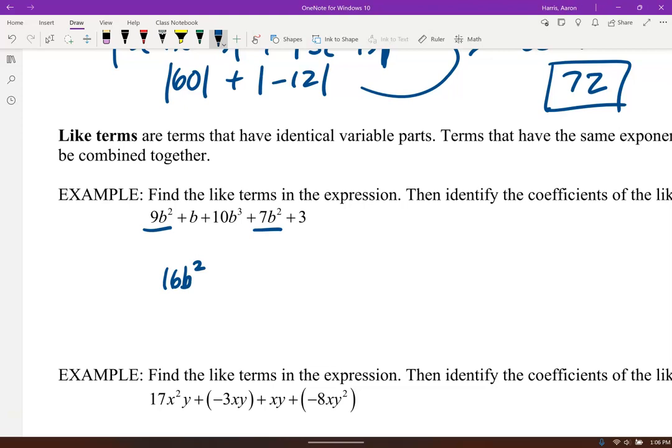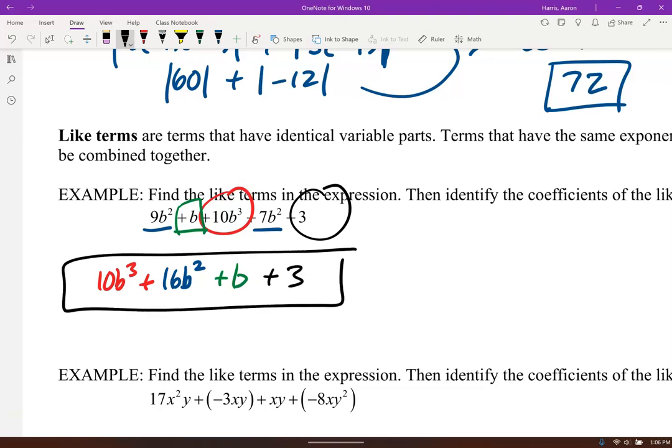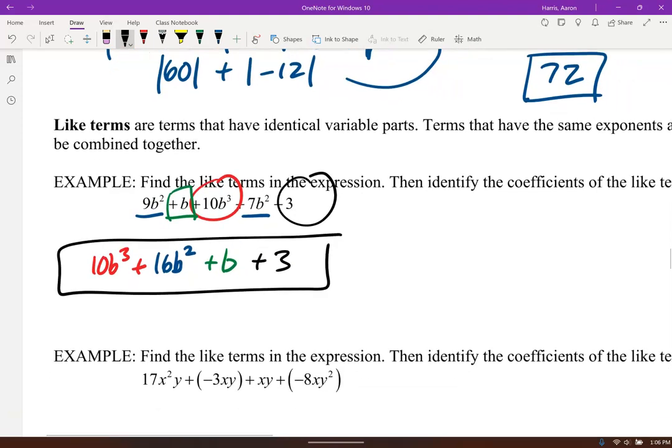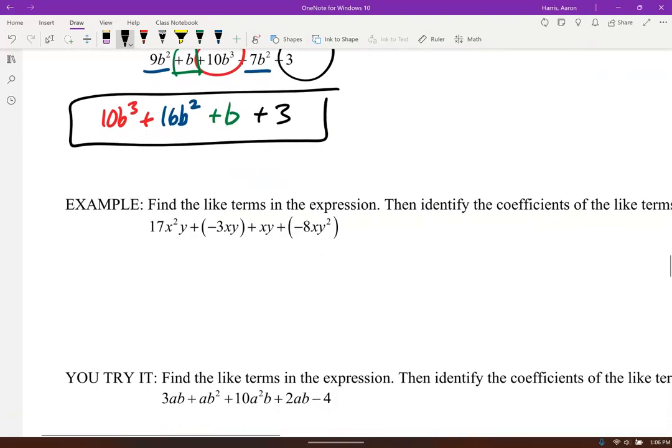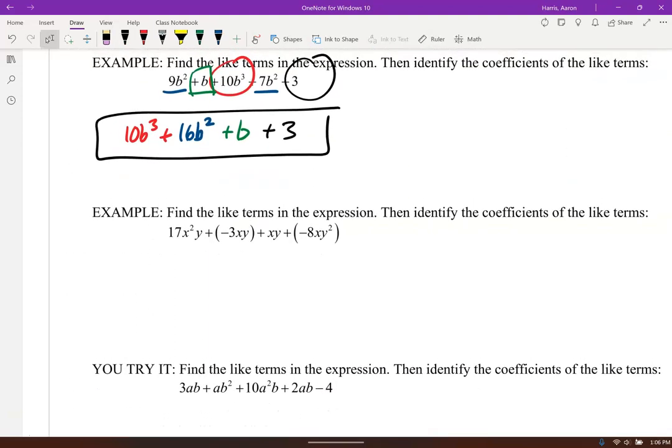And I say, well, is there any other b cubed? No, there is not. So that just stays by itself, 10b cubed. Is there any other b's? Notice the b right here, just a plain old b. There's not. And now finally, is there any other constants? Nope, just a plus 3. So that's how you combine like terms. Again, they got to have the same variable and exponent in order to add or subtract them.